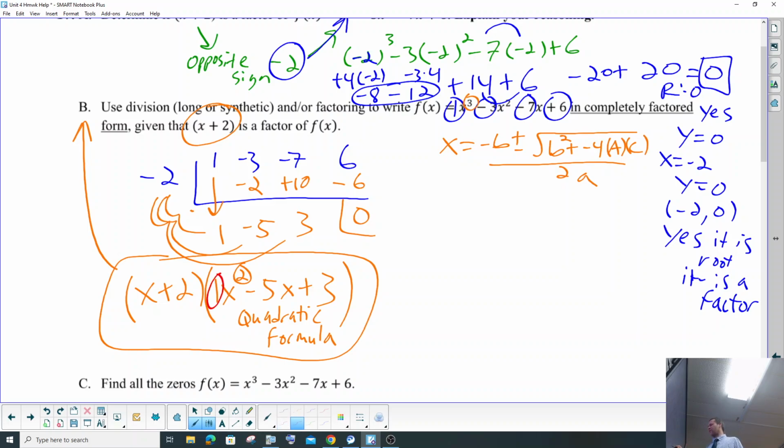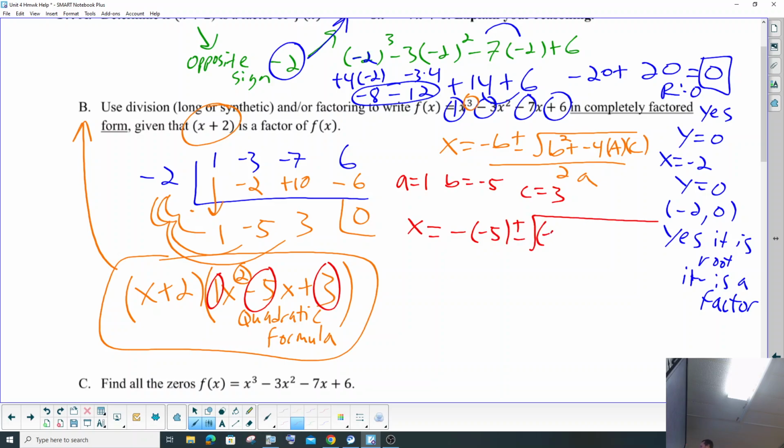So we have a 1 for our a value. b is negative 5 and c is 3. I told you it's going to happen. a equals 1, b is equal to negative 5, c is equal to 3. So x equals negative negative 5 plus or minus the square root of negative 5 squared minus 4ac, where a is 1 and c is 3, all over 2a, where a is 1.